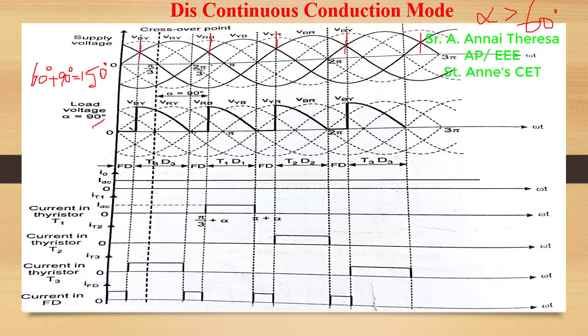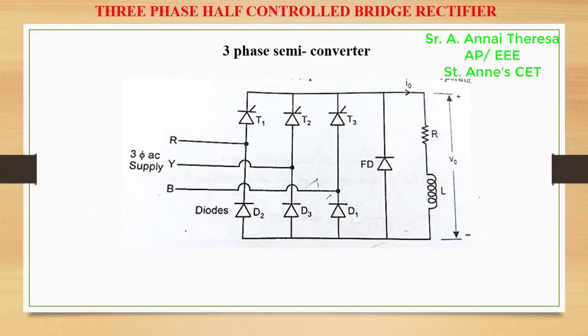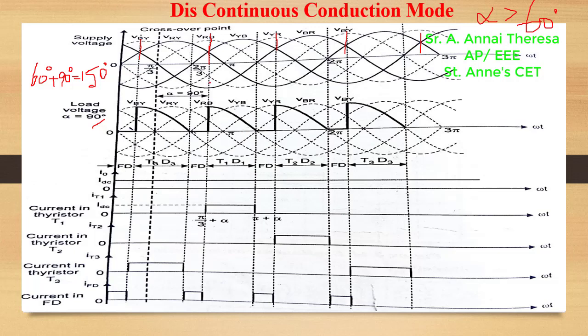At this point, what is the maximum value? Here RB. RB means what thyristor? Between the lines R and B, thyristor T1 for R, and for B, diode D1. So T1 and D1 conduct for this duration, and the output will be like this.